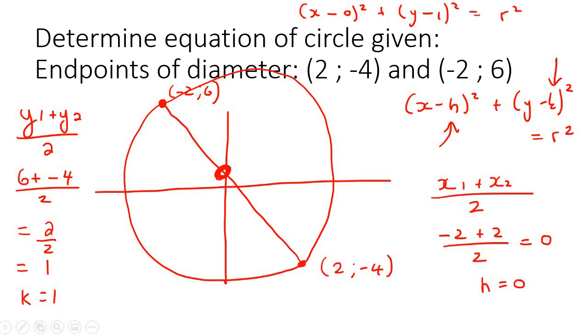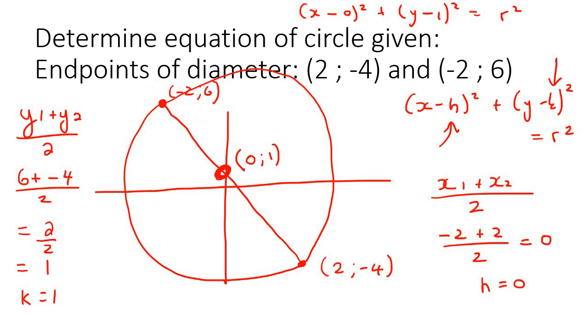Now we still don't know what the radius is. To find the radius, you have two options. You could calculate the distance from this point to this point and then divide by 2, or because we already know the center coordinate is (0, 1), you could calculate this length over here and then you don't need to divide by 2. It doesn't matter what you want to do. I think the easiest is probably just to use the two endpoints, but it doesn't really matter.